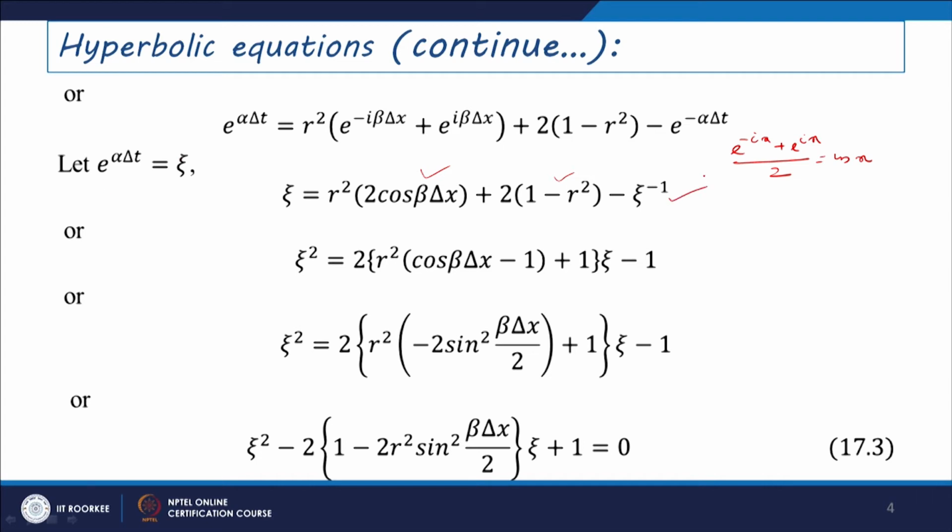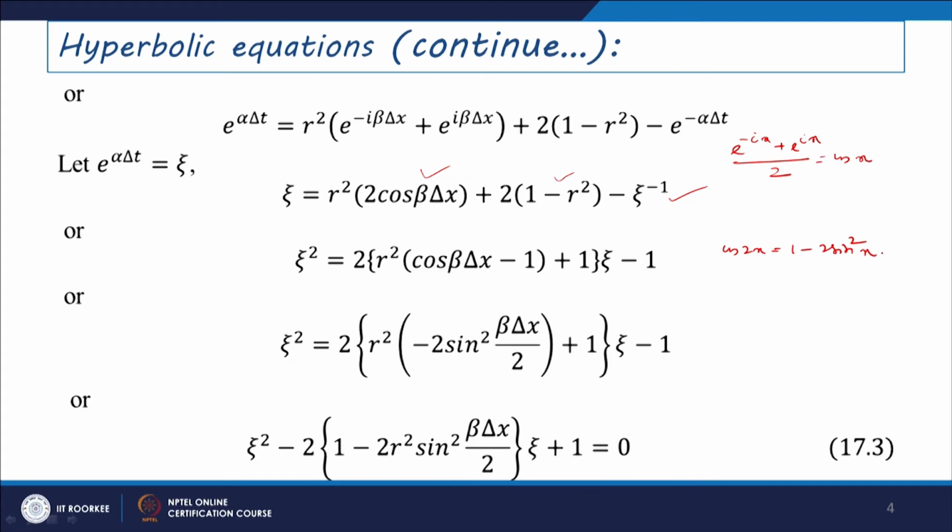If we multiply zeta on both sides, then we can obtain zeta square equals 2 into r square. So, if you see here, since zeta is multiplied, you can consider this 2 into r square cos beta delta x minus 1 plus 1 into zeta minus 1. And if you linearize once more, then zeta square equals 2 into r square. So, usually you know that cos 2x can be written as 1 minus 2 sin square x.